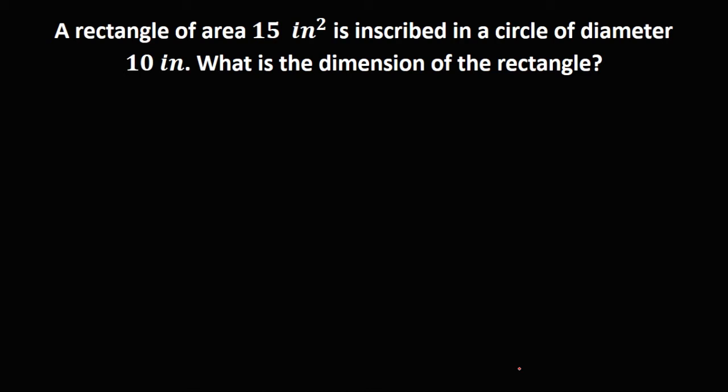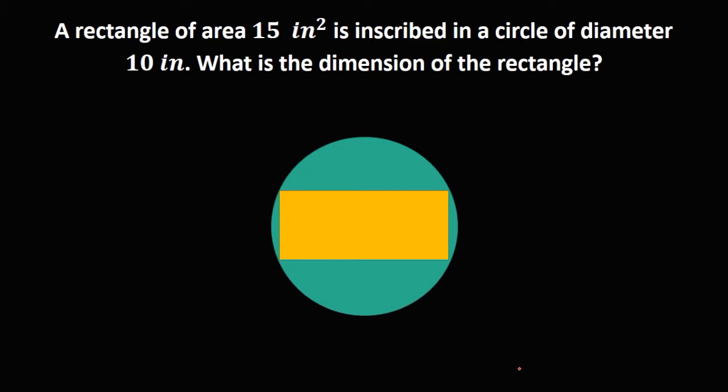Okay, so let's solve this problem. A rectangle of area 15 inches squared is inscribed in a circle of diameter 10 inches. What is the dimension of the rectangle? Now, if this is your rectangle inscribed in a circle, then we have this length and the width and this diameter. Take note that the diameter always passes through the center of a circle and touches 2 points in the circle. So this one is equal to 10.